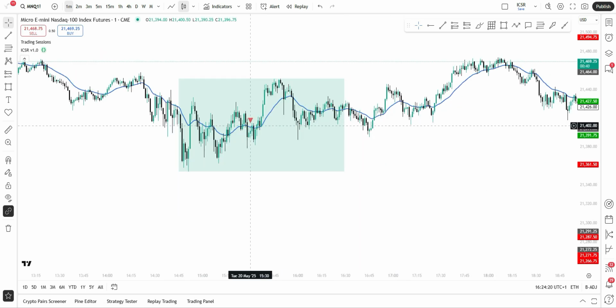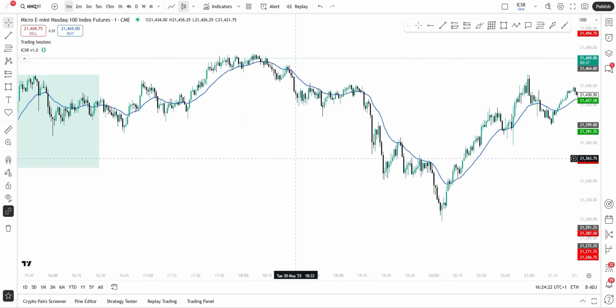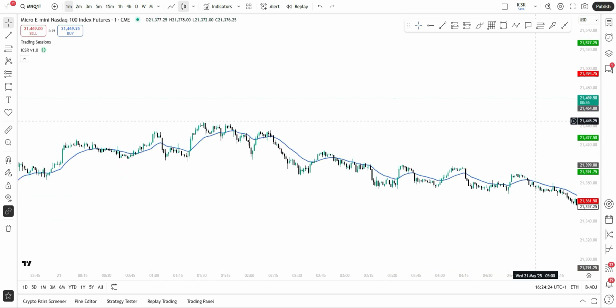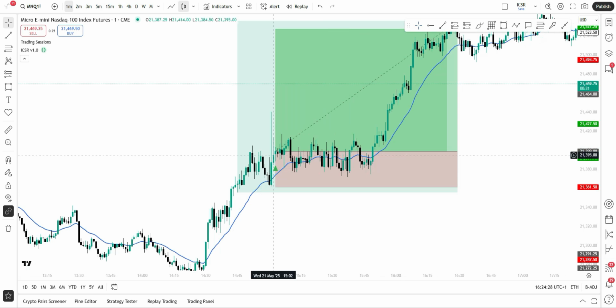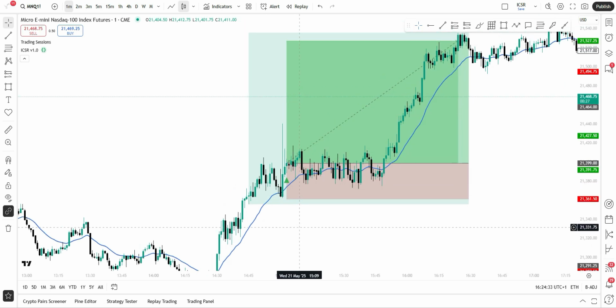It's literally an arrow. Entry on the break. Let's get back to a nice profitable trade so I can end on a positive note. Entry on the break of the candle, stop below swing structure or the EMA, and that's it.